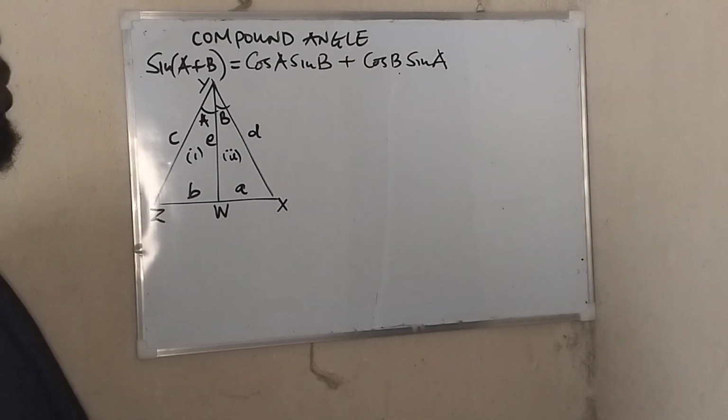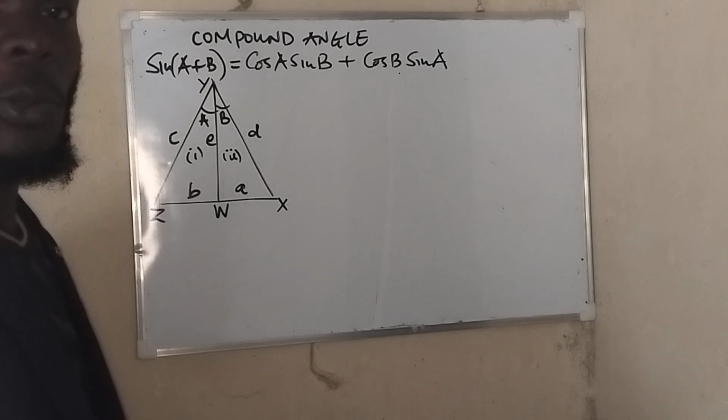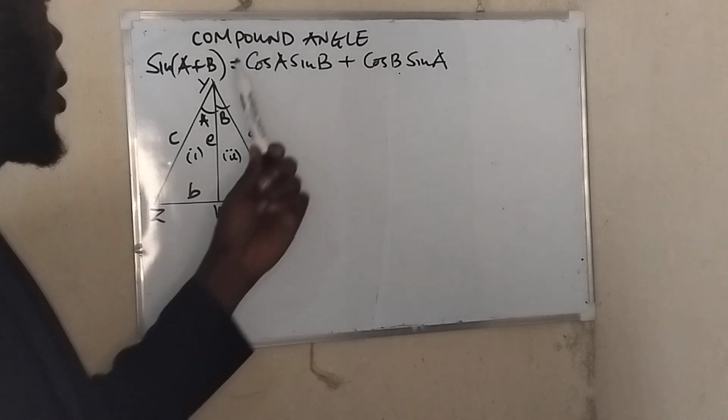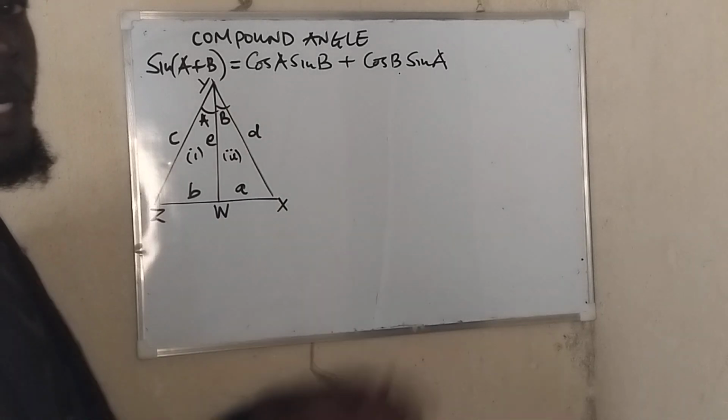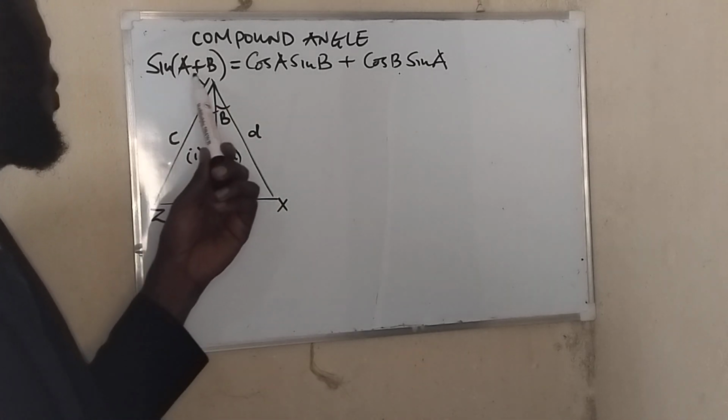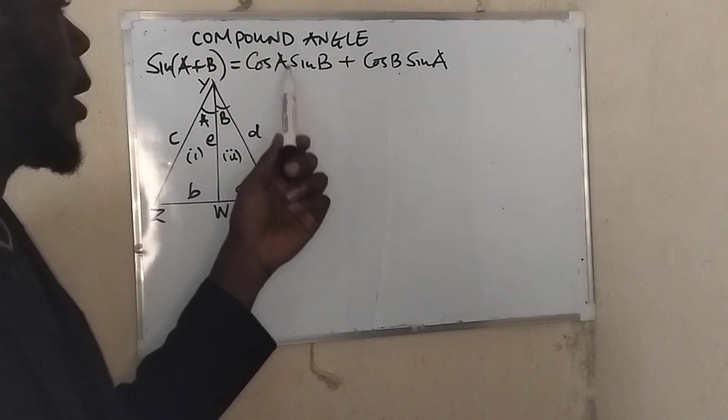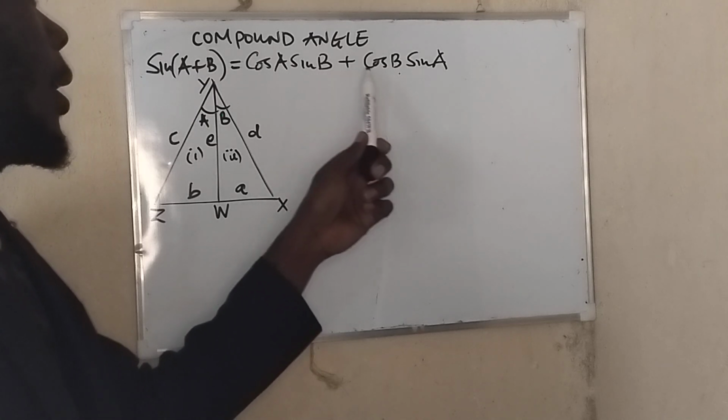Welcome to Basic Maths. Today we want to look at compound angles, how to derive sin(A + B) is equal to sin A cos B + cos A sin B.